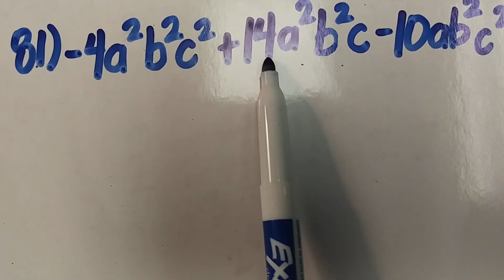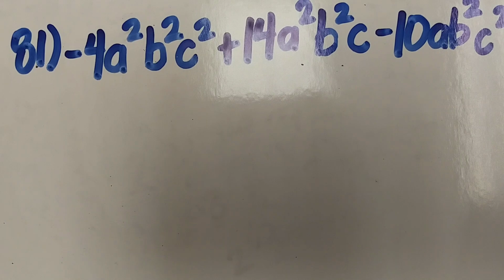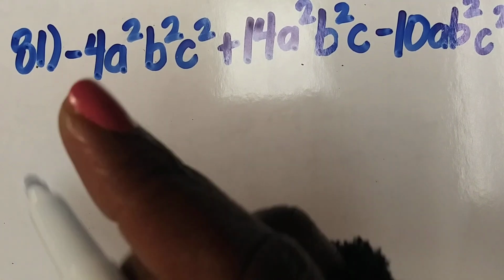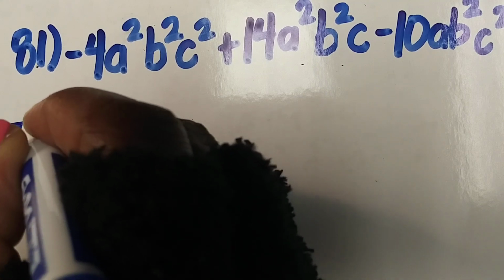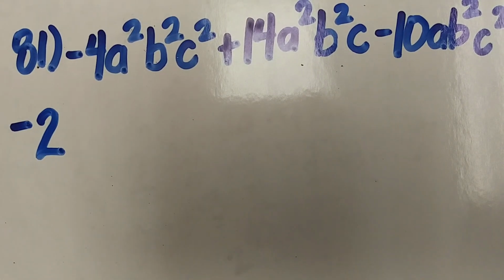Look at all of your coefficients. What do all 3 have in common? Don't focus so much on the sign. Focus on that number. I have 4, 14, and 10. What do they have in common? All 3 coefficients have a 2 in common. But I do want to factor out the negative sign. So I'm going to factor out that negative and then bring down that 2.